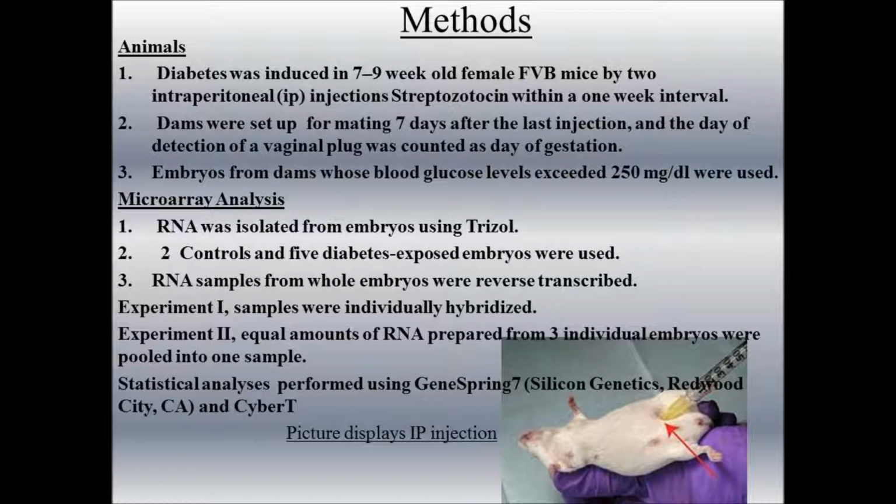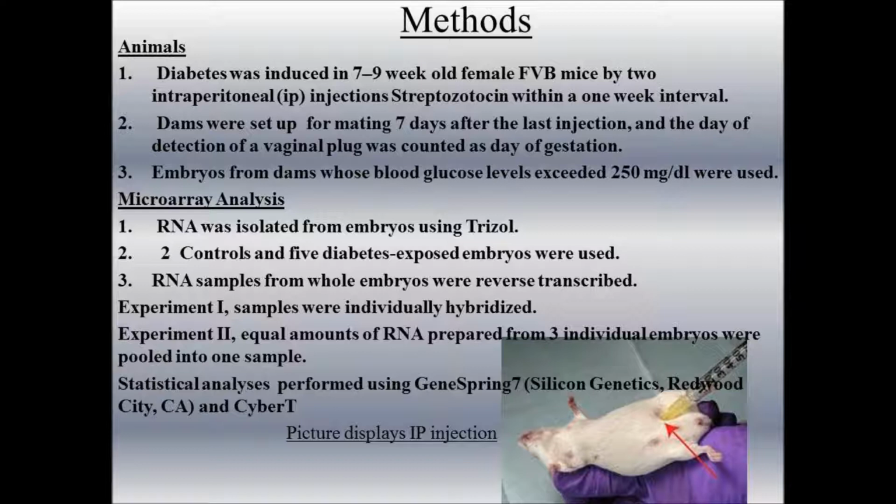Diabetes was induced in 7 to 9 week old female mice by 2 IP injections of streptozotocin within a 1-week interval. Dams were set up for mating 7 days after the last injection, and the day of detection of a vaginal plug was counted as a day of gestation. Embryos from dams whose blood glucose levels exceeded 250 milligrams were used.